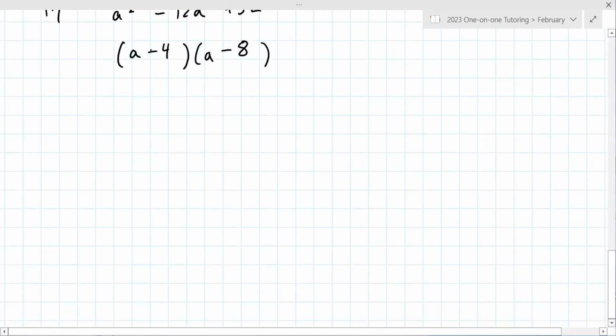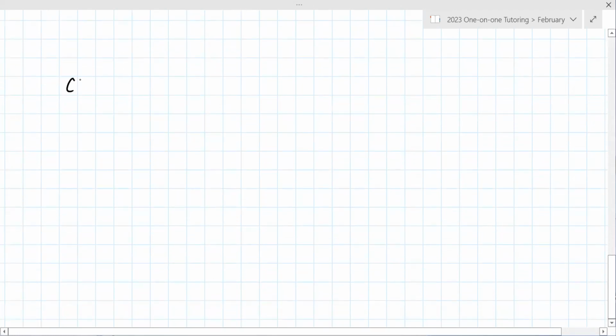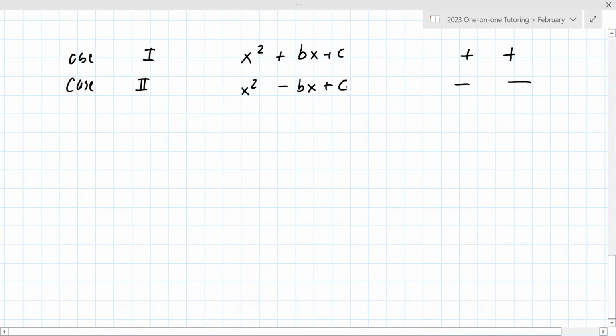All right, now that's what I call case two. Okay, and the answers are both negative, whereas in case one, the answers were both positive. Okay, and they looked like this: x squared plus bx plus c, x squared minus bx plus c.